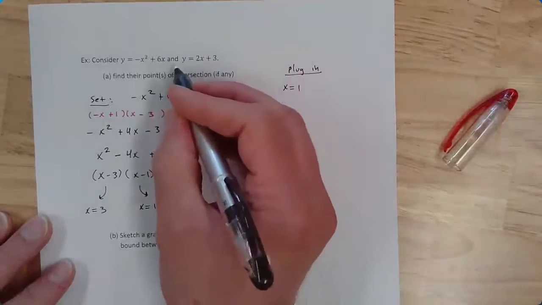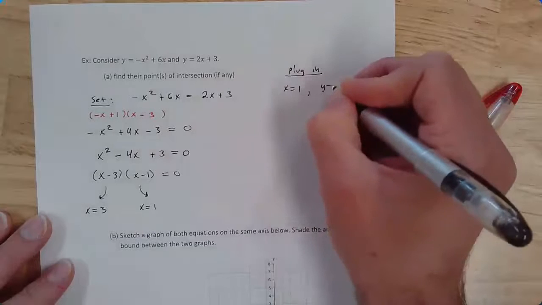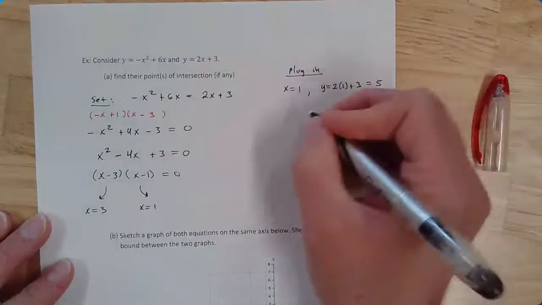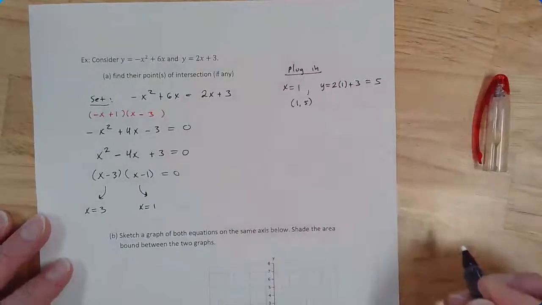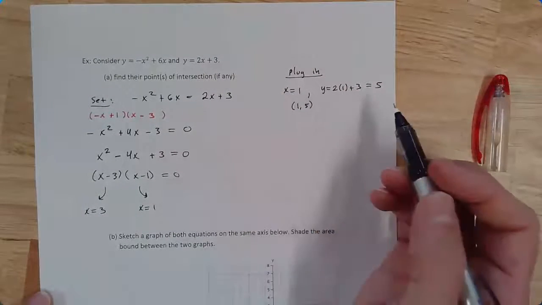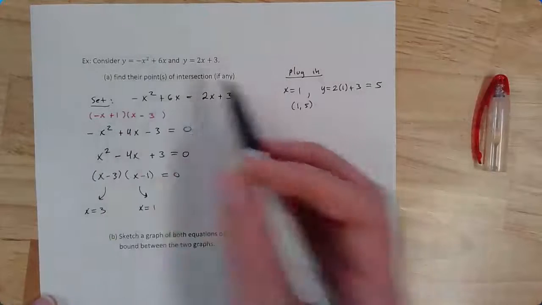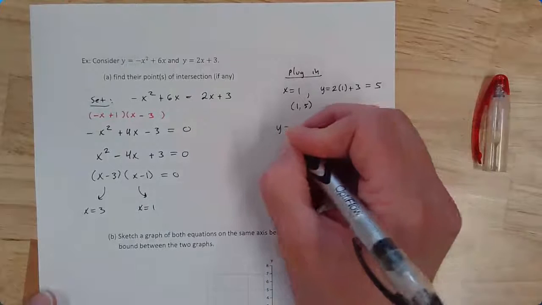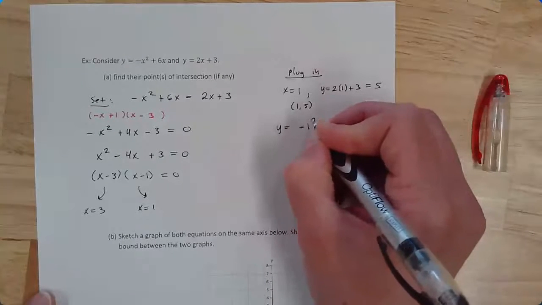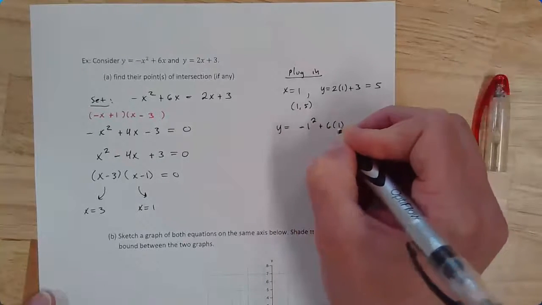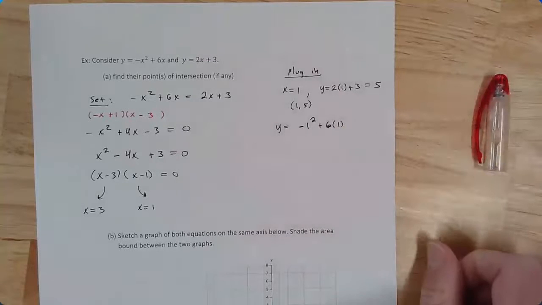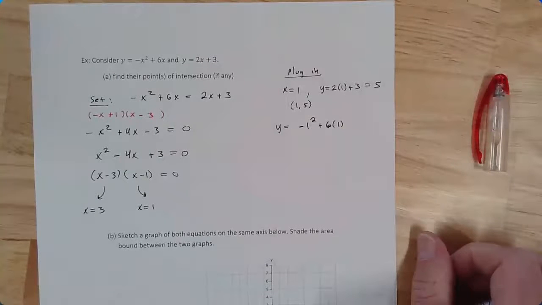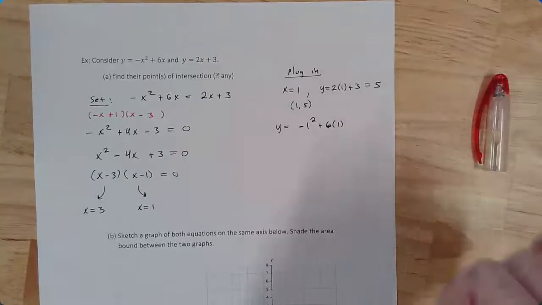If I do it to the line equation, I get y equal to 2 times 1 plus 3, which is 5. I get 1 comma 5. That feels wrong. No, that's right. If I plug into the other one, it'd be the same thing. Actually, we should explore that. Just to check, if I plug into the other one, I get negative 1 squared plus 6 times 1. What should this equal? Should be 5, right?